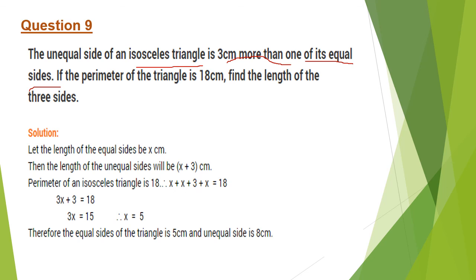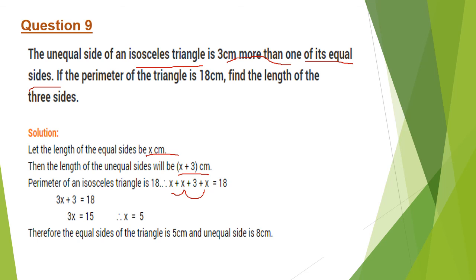Why? Because, as I said, the unequal side of an isosceles triangle is 3 centimeter more than one of its equal sides. If we consider the equal side as x, then the unequal side is x plus 3. They have given the perimeter of the isosceles triangle, children. Perimeter means the sum of the three sides. See, the equal sides are x and the unequal side is x plus 3, which is equal to 18.